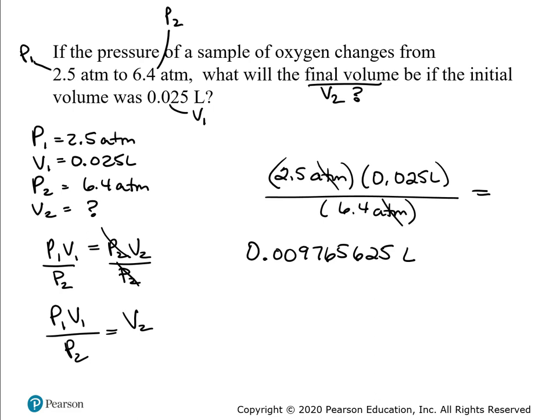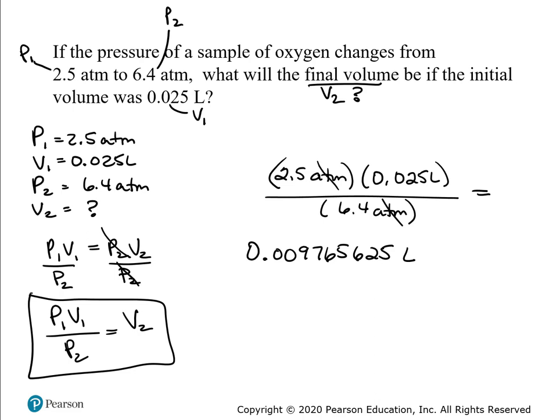Then the next step is to put P1 V1 equals P2 V2. I want to get V2, so I have to divide both sides by P2. That's going to move P2 over to the other side, and there's my final formula. Now I have the one unknown, and all the knowns are on the other side, so I can just plug them in. P1 is 2.5 atmospheres, V1 is 0.025 liters, divided by P2, which is 6.4 atmospheres. And this is the number I got: 0.009765625 liters. Did anybody not get that?